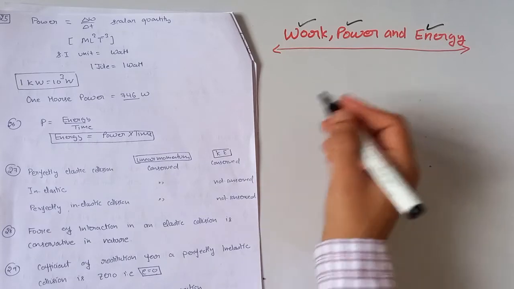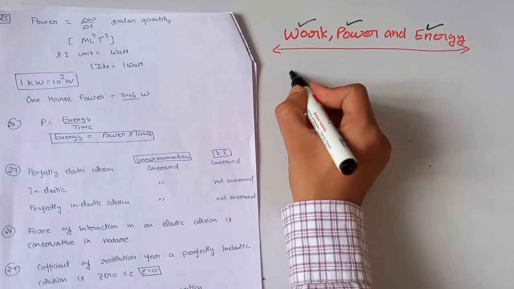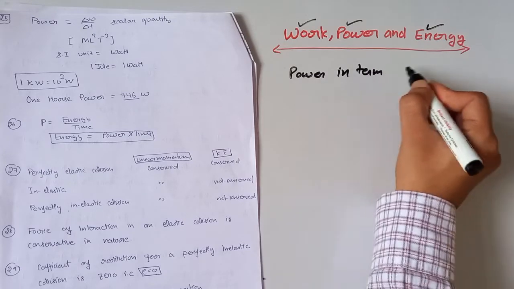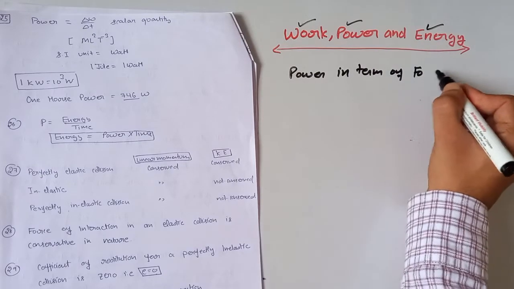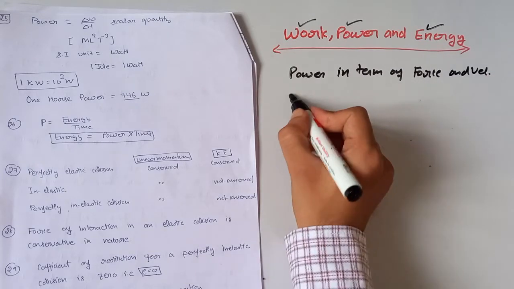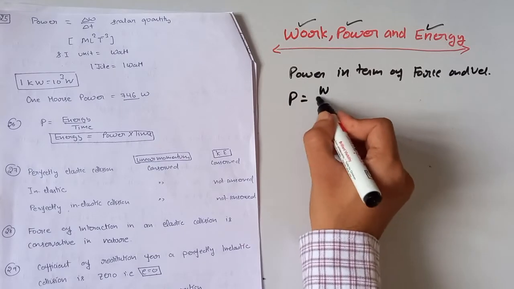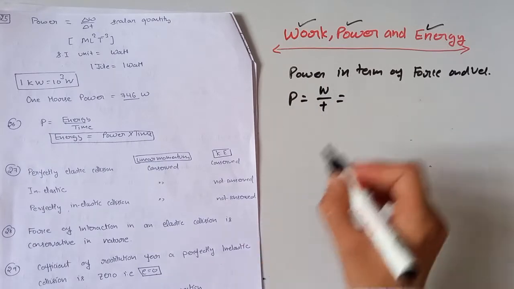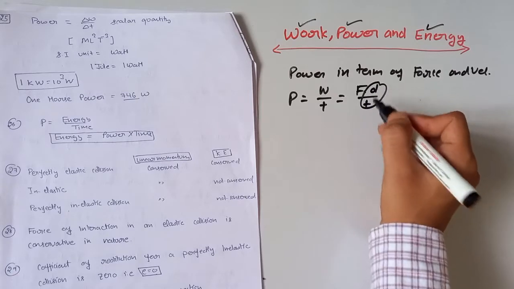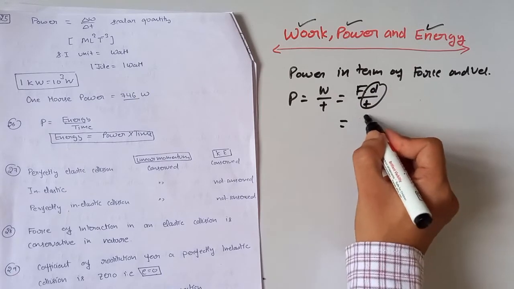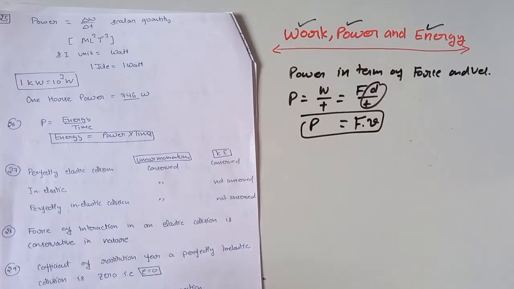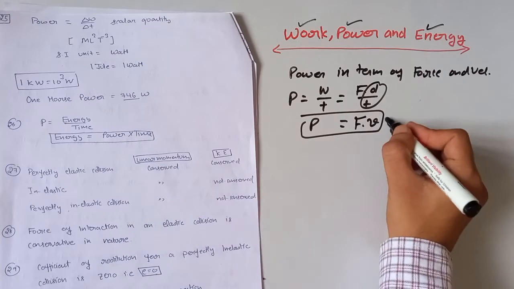Now, power in terms of force and velocity. There is also an expression of power in terms of force and velocity. We know that power is work done divided by time, and work done is force into displacement, divided by time. Now we know that displacement over time is velocity. Therefore, power is given by force into velocity. I hope this expression is clear to you.